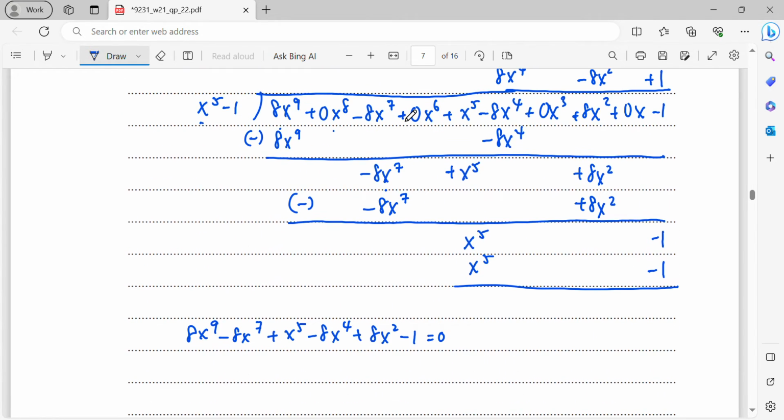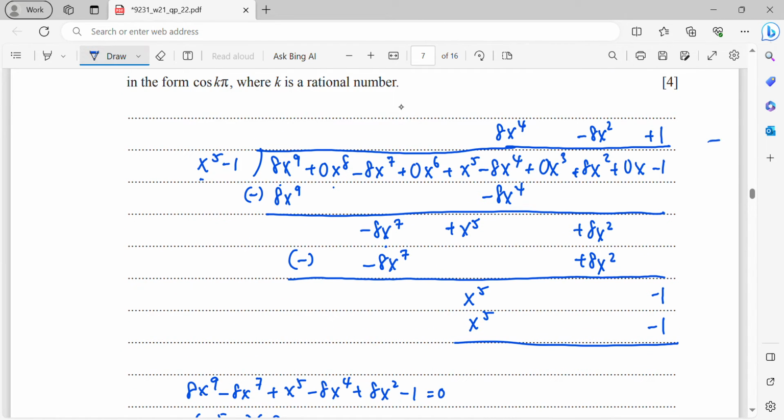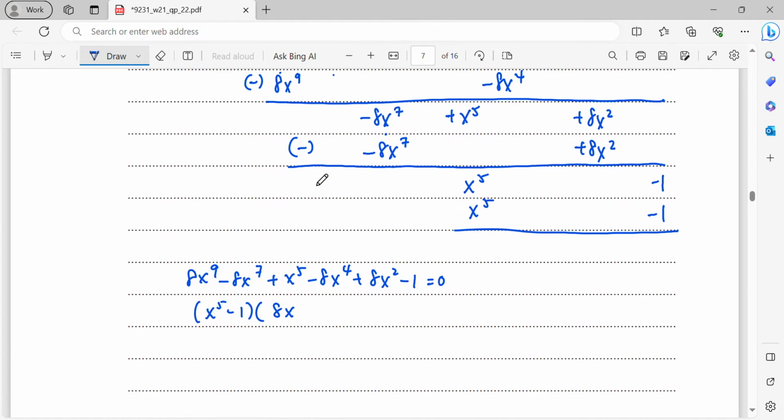This can be divided by x degree 5 minus 1, and the quotient is 8x degree 4 minus 8x squared plus 1 equals to 0. So when we solve these equations, it means that x degree 5 minus 1 equals to 0, or 8x degree 4 minus 8x squared plus 1 equals to 0. For the first one, we already solved just now. So here, x degree 5 equals to 1, x will be 1.